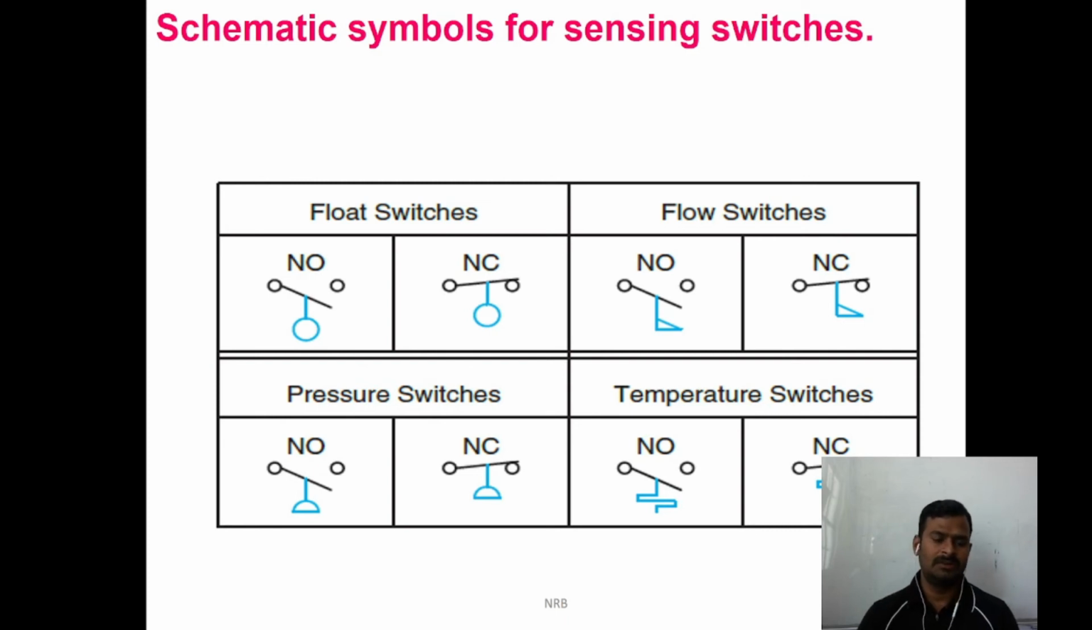So apart from that, there are many other sensors and switches. We will see a few of them later. So now we will see only the symbols. So we have float switches, mostly used in liquid level monitoring, and flow switches. These flow switches are also used for liquid flow or gas flow in a particular direction or in a particular pipe. So they are also used to control the action in some industrial applications.